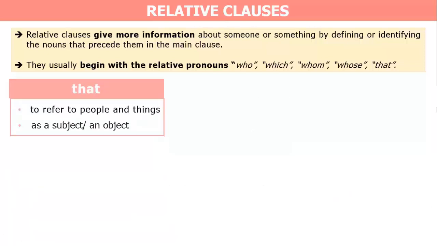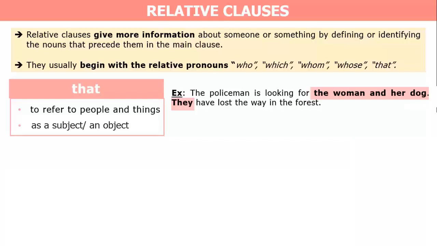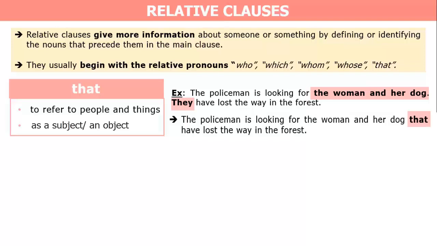And the last one, that. It refers to people and things. That can act as the subject or the object of the relative clause. In this example, they in the second sentence refers to the woman and her dog in the first one. So, we will use that to rewrite this sentence. The policeman is looking for the woman and her dog that have lost their way in the forest.